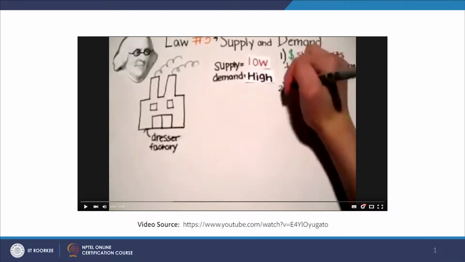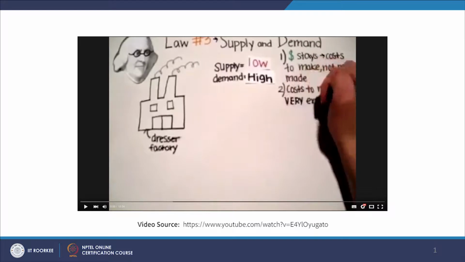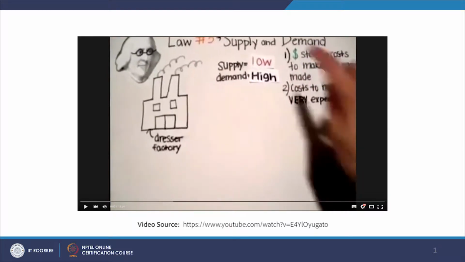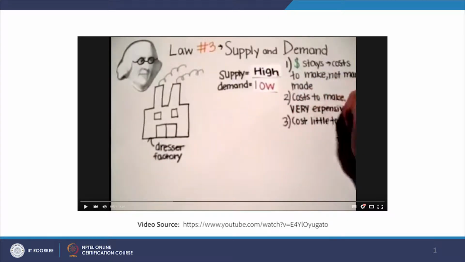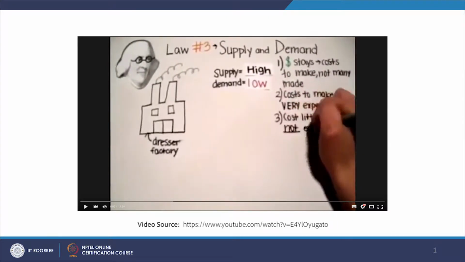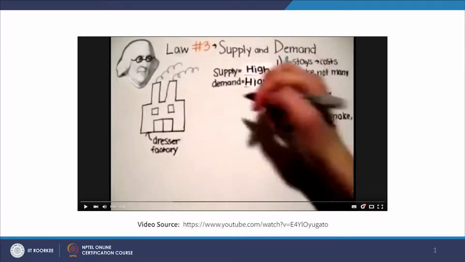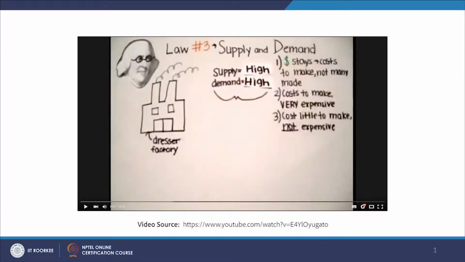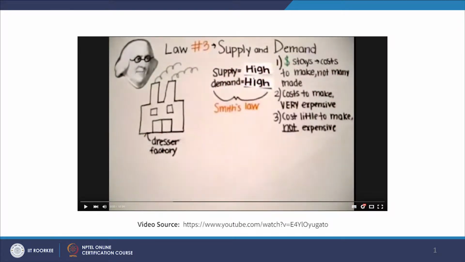When the supply is low and the demand is high, it will cost to make the product, and it will be very expensive to buy it. When the supply is high and the demand is low, it will cost little to make the product, and it will not be expensive to buy. When the supply happens to be high and the demand happens to be high, this is where Smith's third law takes action.